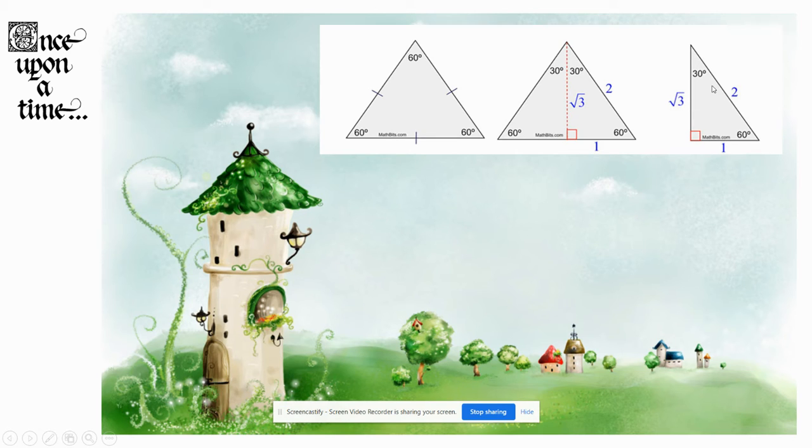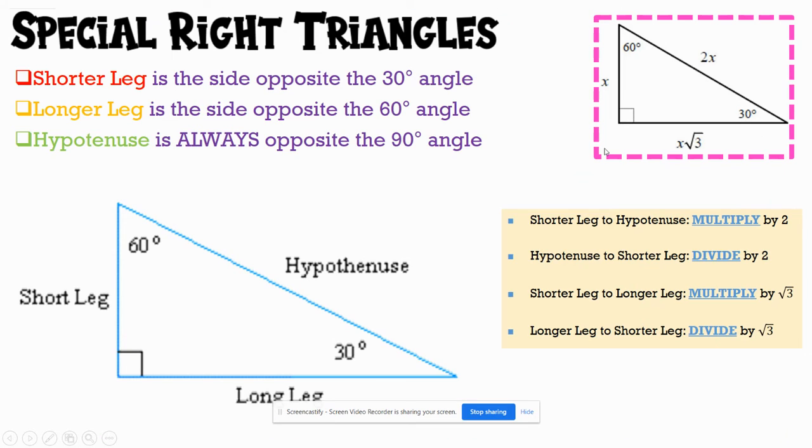So again, the shortest side is across from the smallest angle, and then the longest side is always across from the biggest angle. So always keep that in mind.